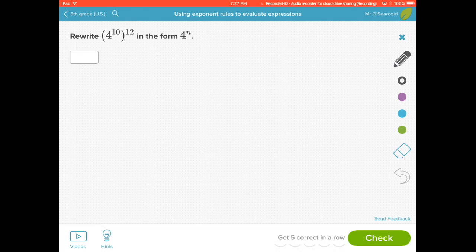So the first one is if you've got any number to the power of another number, that is equal to that base number multiplied by itself n times. Okay, so that's kind of the first rule, if you want to call it that, and that's a very basic rule that we should always understand.